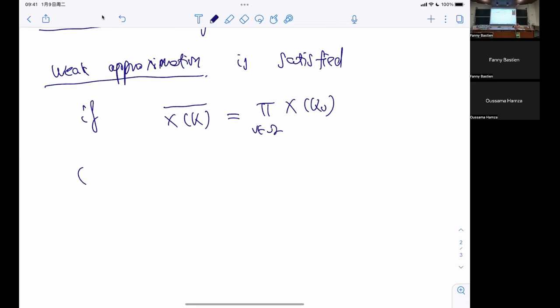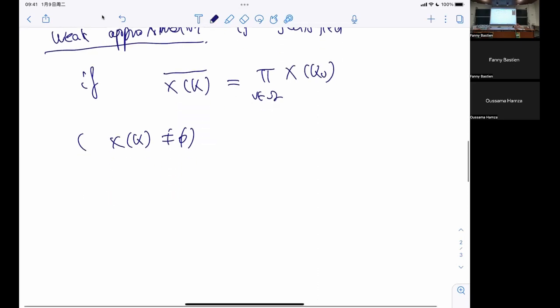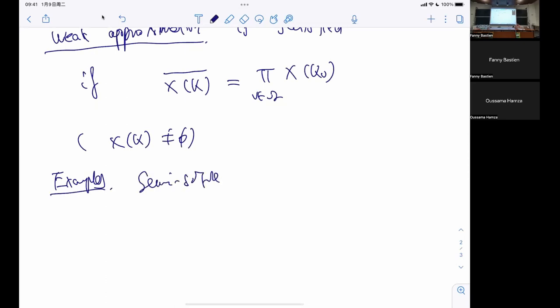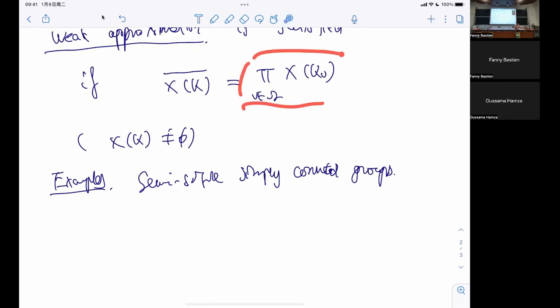And of course, in this case, we already suppose that the set of global points is not empty. So we talk about weak approximation only if we have global points. Otherwise, we cannot talk about it if this is empty. Okay, and so we have examples. Famous examples are semi-simple, simply connected groups, that we've seen, or just the most famous example in algebraic number theory, the projective space, because we've seen that for a collection of local numbers, we can approximate it by a global one.